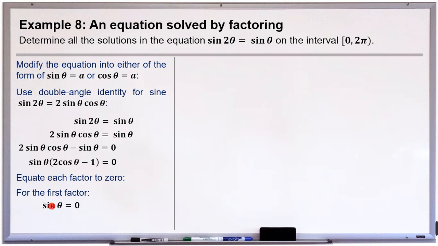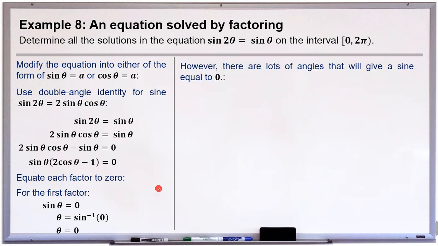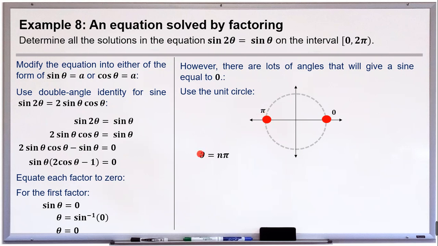For the first factor, we have sine theta equals 0. Now, one of its solutions is theta equal to the arc sine of 0. The angle that will give us a sine of 0 is 0 degrees. However, there are lots of angles that will give us a sine equal to 0. If we refer to the unit circle, these two spots will give us a sine of 0, and these are 0 degrees and pi, or the 180 degrees. So we can represent our theta in terms of n pi, or multiples of pi.